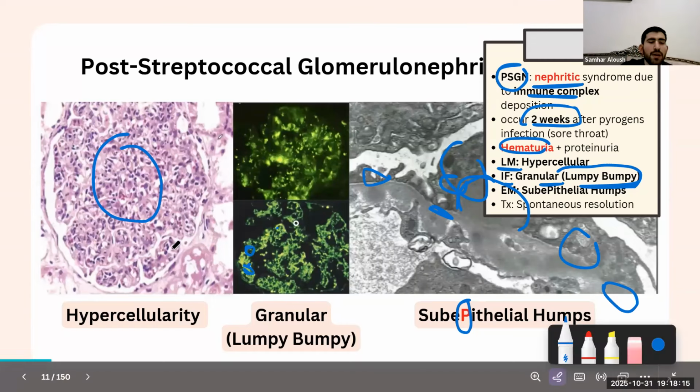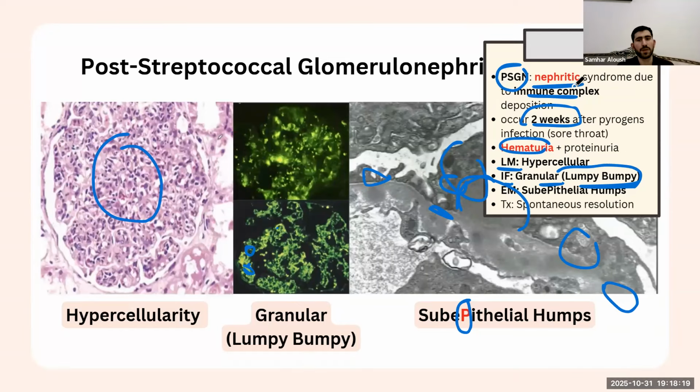Or lumpy-bumpy. Okay, so for the last time, PSGN: someone with sore throat, fever, and after 2 weeks, he developed hematuria. That's nephritic because there is hematuria, and since it's after 2 weeks, that's PSGN. Why? Because of immune complex deposition. On light microscopy, there is hypercellularity. On the immunofluorescence, there is granular because it's immune complex deposition, not attacking specific things. Somewhere in, somewhere out, and that's granular.